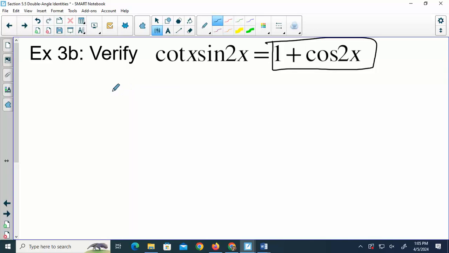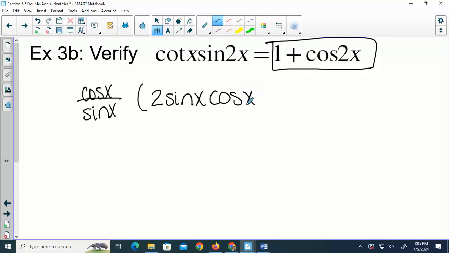With the left, what can we change cotangent of x to? Cosine over sine. And there's no sine to cancel out, was there? They're different. What can you change sine 2x to? 2 sine x, cosine x. So this is the double angle identity for sine.